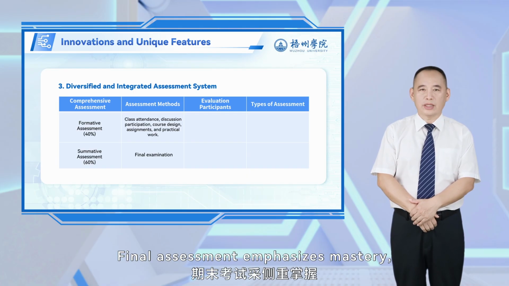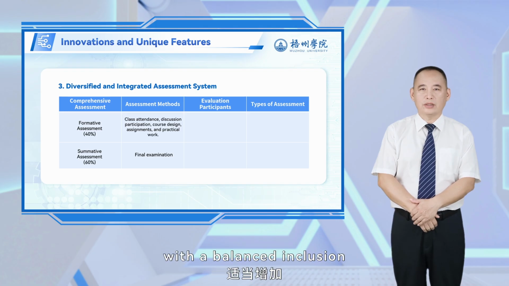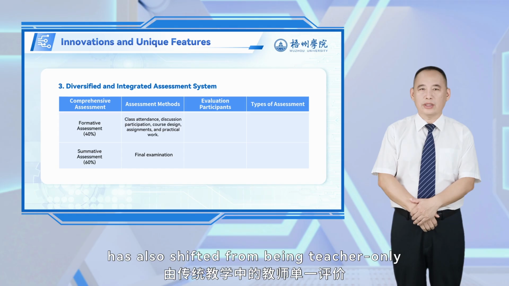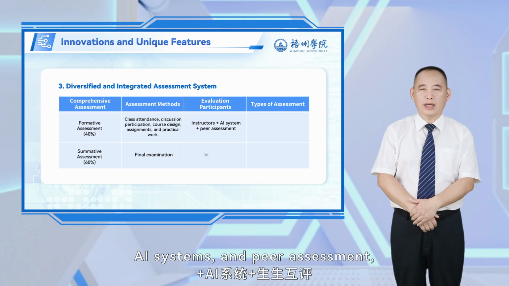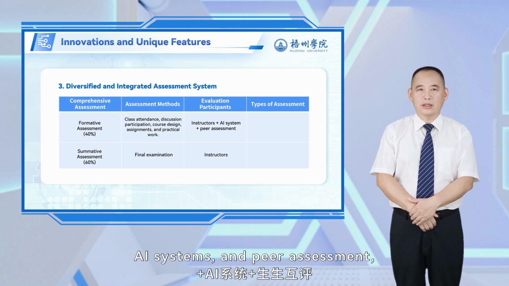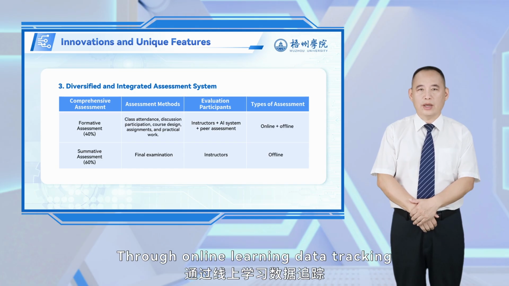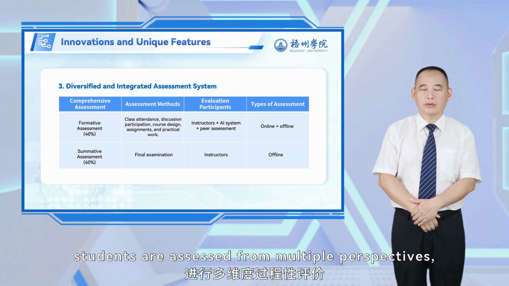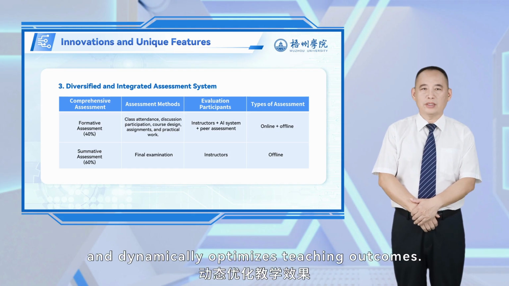Final assessment emphasizes mastery, comprehension, and application, with a balanced inclusion of integrative application questions and open-ended problems. The evaluation process has also shifted from being teacher-only to a multidimensional approach involving teachers, AI systems, and peer assessment, ensuring fairness and inclusiveness. Through online learning data tracking and offline practical ability evaluation, students are assessed from multiple perspectives, which strengthens feedback and dynamically optimizes teaching outcomes.